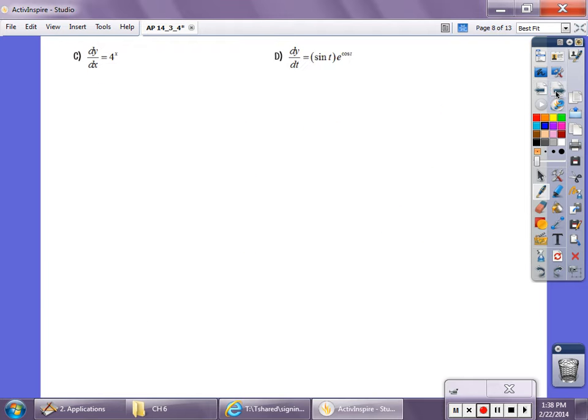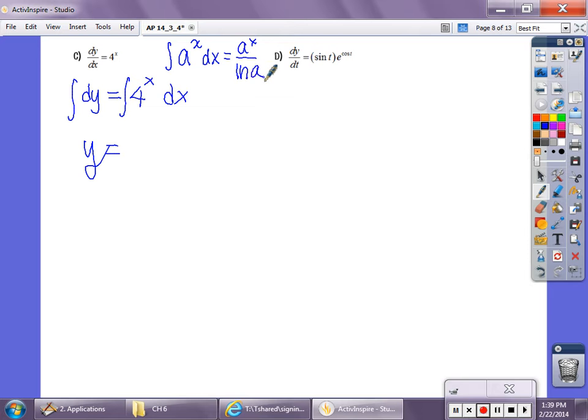All right, 2 more. I'm going to run through these pretty quickly. I'm putting this one back up here because a lot of you have a hard time even remembering the derivative of a to the u. All right, so integral. This is simply a rule that you have to know. You must know that the integral of a to the x dx is equal to a to the x divided by ln of a. All right, so this would be 4 to the x divided by ln of 4 plus c.